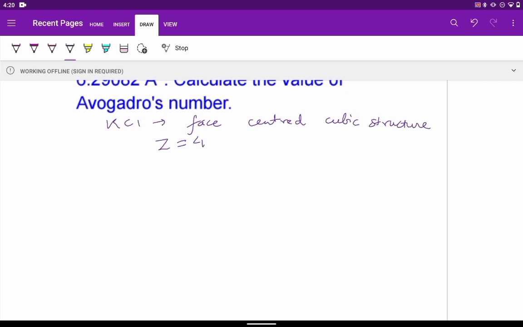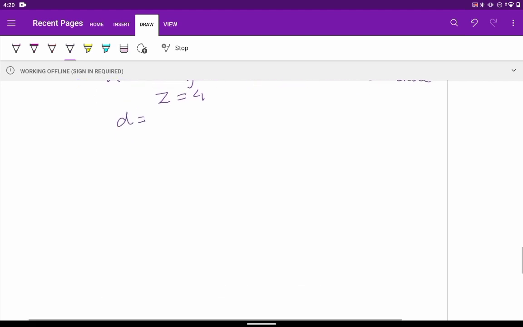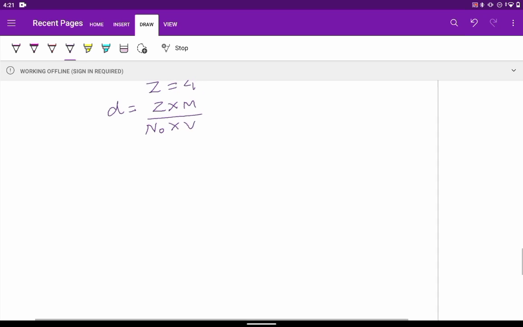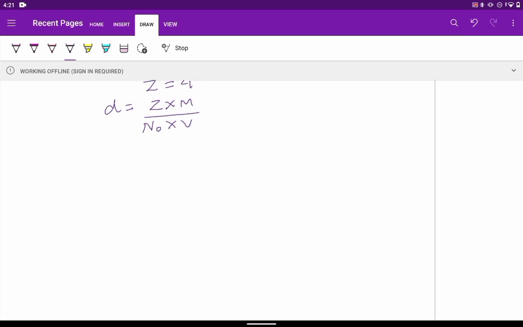Now density is given by the formula D is equal to, this is the formula we are going to use, Z into M, because we know density is mass by volume. So total mass by total volume, it is Z into M, because Z is number of molecules per unit cell. Z into M by N naught into V. So density equal to Z into M by N naught into V.